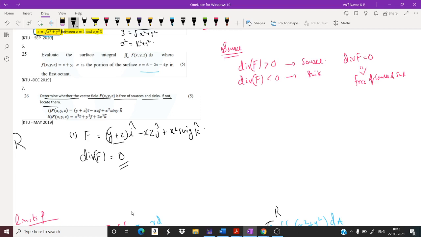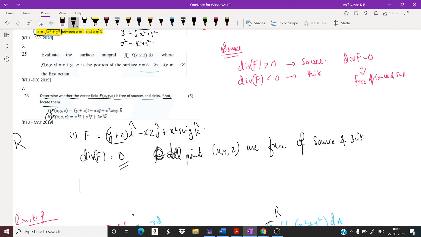Then what can you tell about all points x, y, z? All points x, y, z are free of source and sink. That means divergence is always zero. So all points x, y, z are free of source and sink.